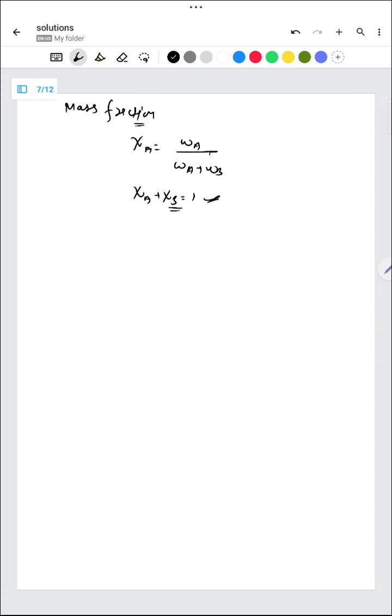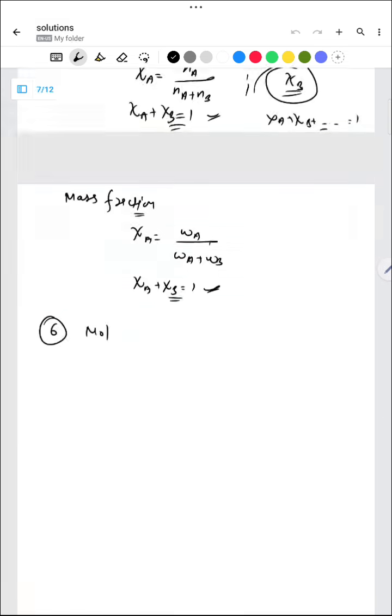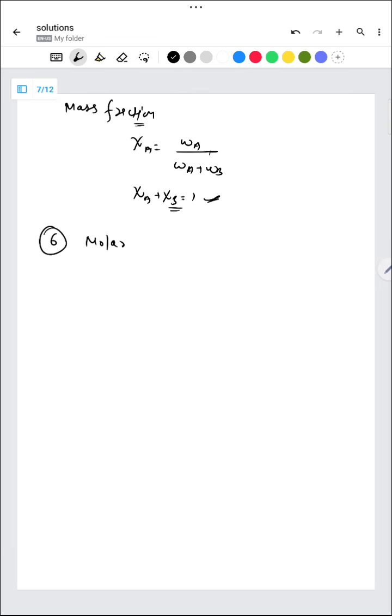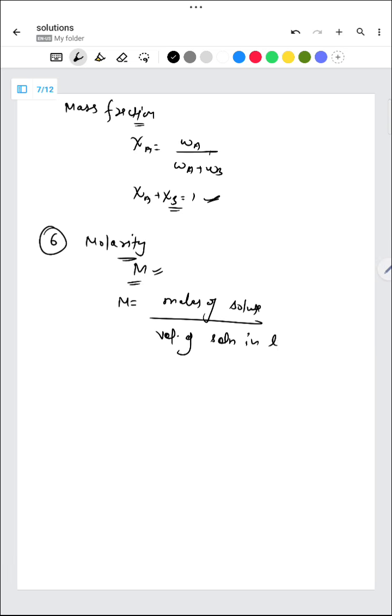Now the next term for concentration, it will be number 6 or 7. Let me check. It will be number 6. Molarity. We denote molarity by capital M, and it is equal to number of moles of solute divided by volume of solution in liters.